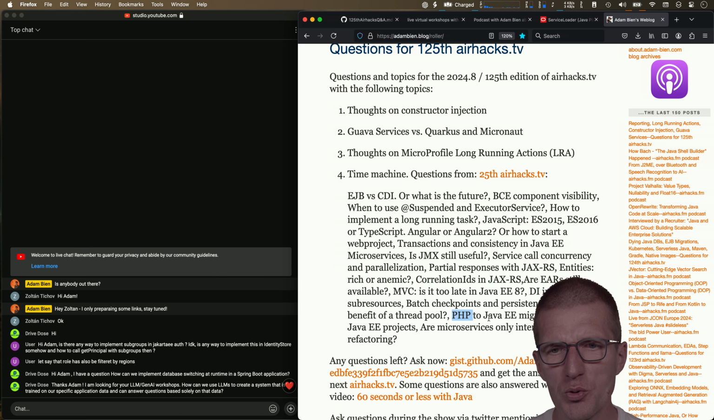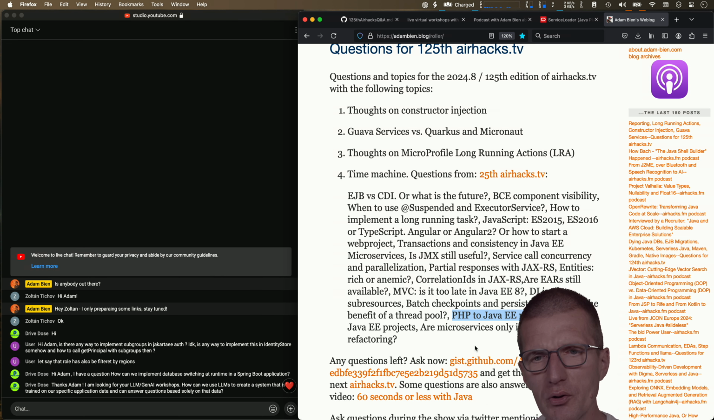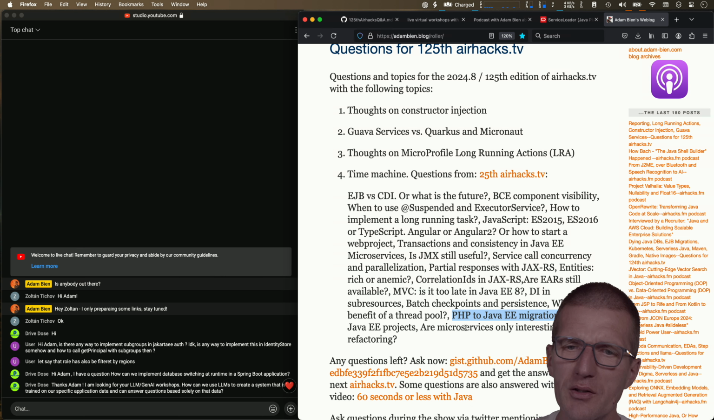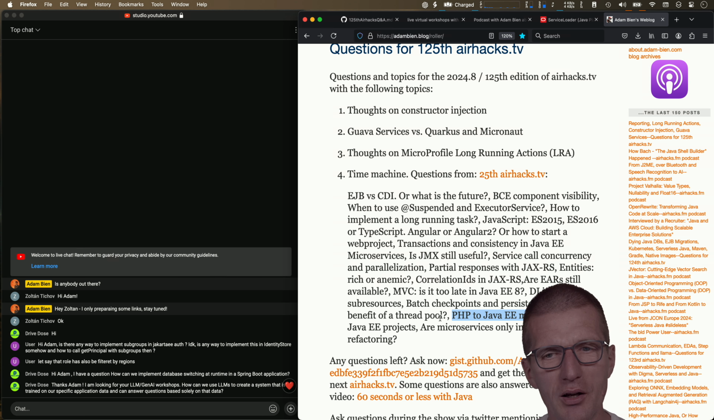Also interesting, PHP to Java EE migration. So lots of projects were migrated already, and I had some PHP developers on the airhacks workshops, and they were always positively impressed, or they were impressed how productive and nice Java actually is.